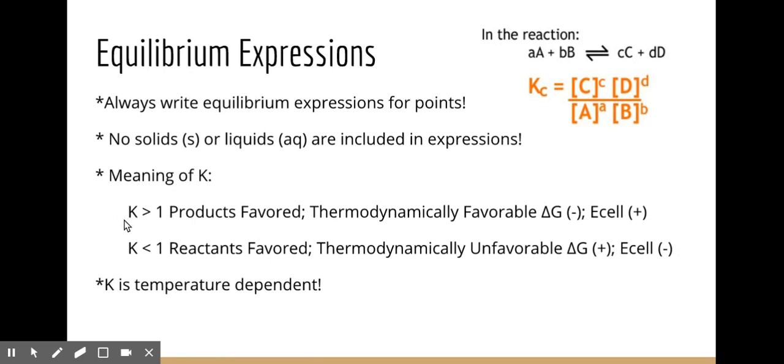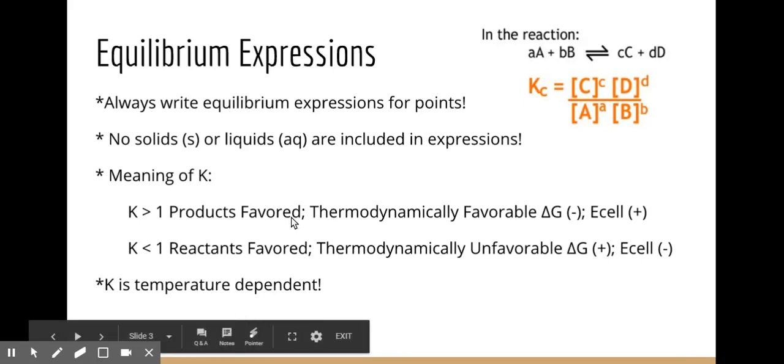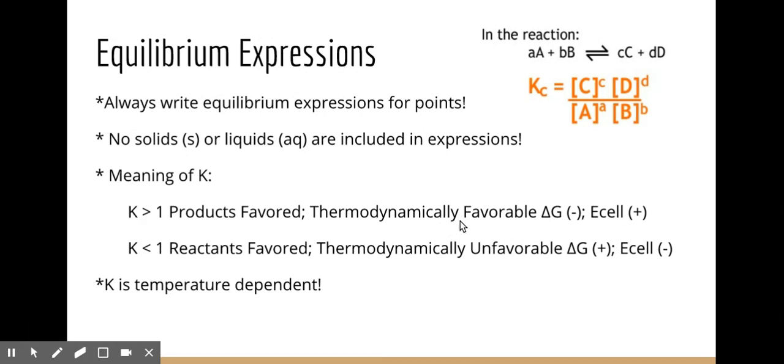Now, what K means: if you calculate K and find a value that is greater than 1, then that means that the products are favored. And that makes sense because these product values would be greater than these values in order for this number to be greater than 1. How that translates to thermo, how that translates to electrochem, remember we can start connecting all of these units now, is that if the products are favored because K is greater than 1, then we have a reaction that is thermodynamically favorable, meaning that it happens on its own, and we give delta G a negative quantity for that. E cell values are positive.